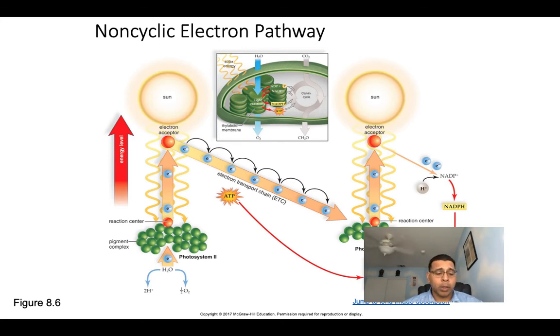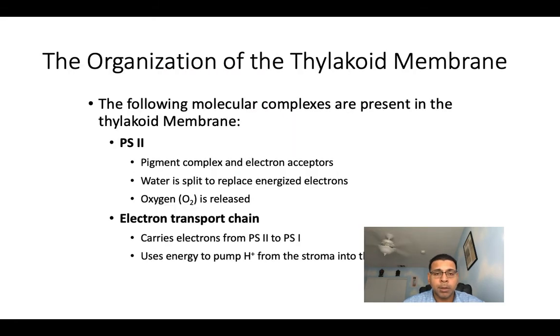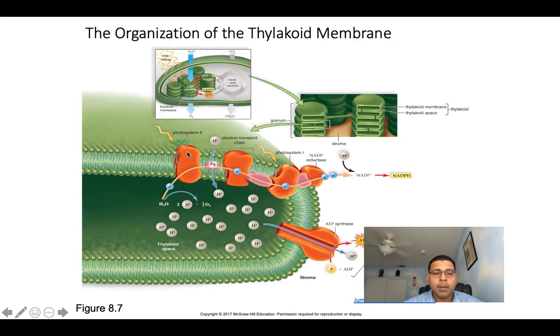So let's look at the organization of the thylakoid membrane. The following molecular complexes are present in the thylakoid membrane and are involved in the non-cyclic electron pathway. We can move over to figure 8.7. Here we have photosystem 2, our electron transport chain, and then photosystem 1. Photosystem 2, which consists of a pigment complex and an electron acceptor molecule, receives electrons from water, which splits, releasing oxygen.